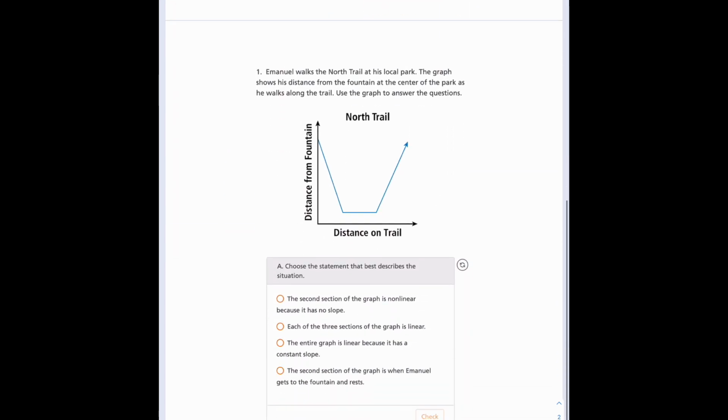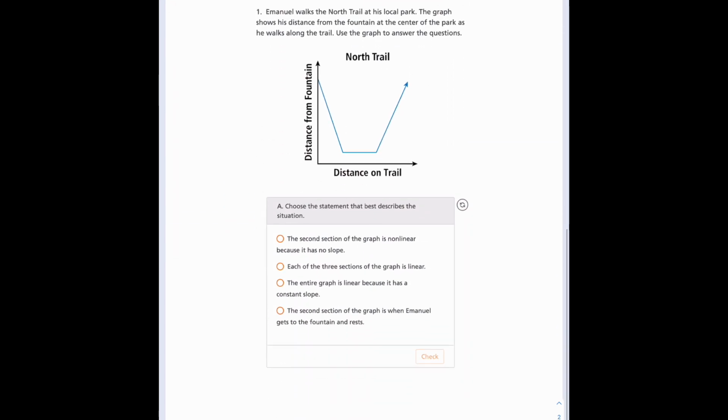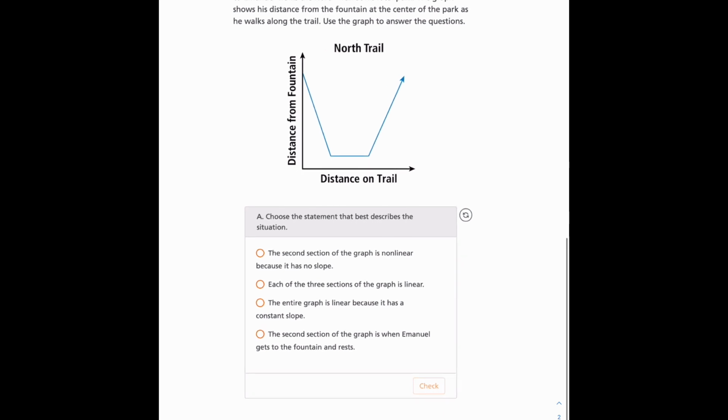Okay, so moving on, let's go through a couple of examples of situations and graphs. Let's figure out if they're functions or not, if they're linear or not. So here's one example. Emmanuel walks the North Trail at his local park. The graph shows his distance from the fountain at the center of the park as he walks along the trail.